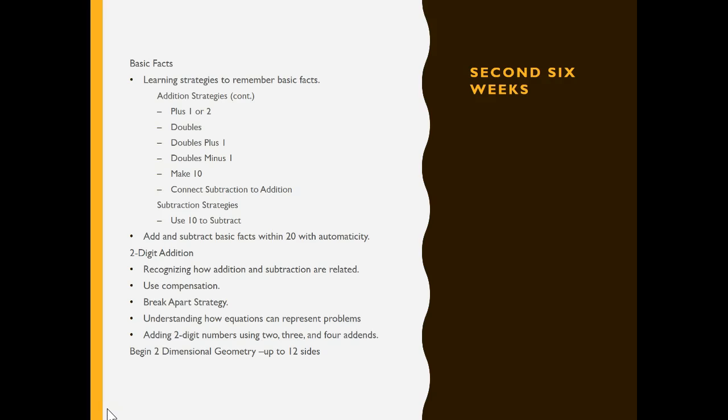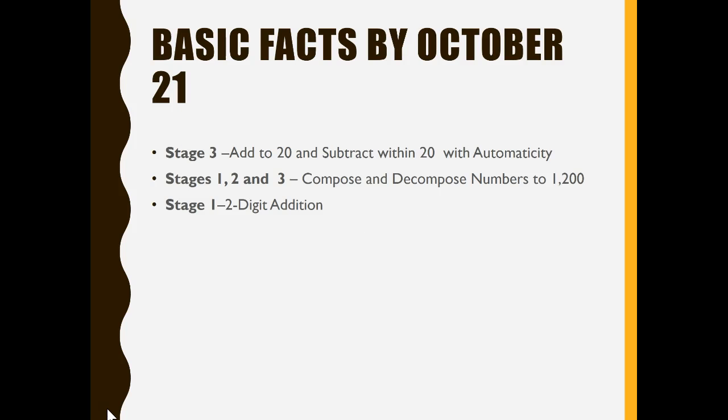So these are the basic facts that we're going to be going over. The very first couple, the kids should already be familiar with, that they've learned them in first grade, but the last three we're going to talk about a little bit more. So, basic facts by October 21st. The kids should know adding to 20 and subtracting within 20 with automaticity by October 21st.